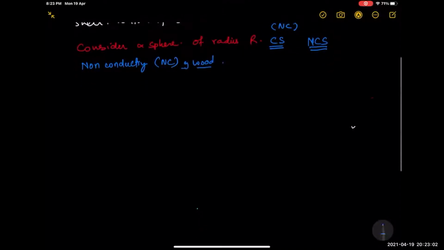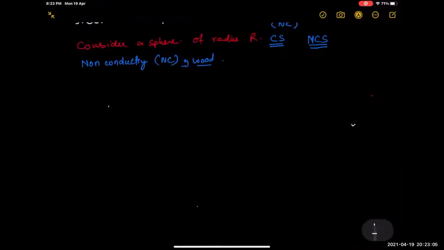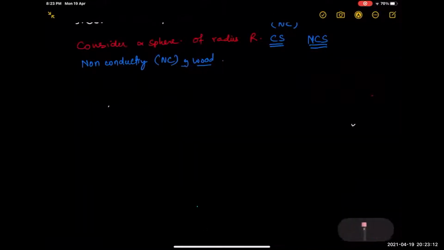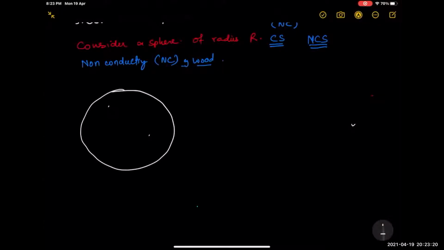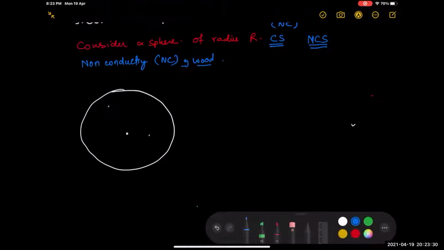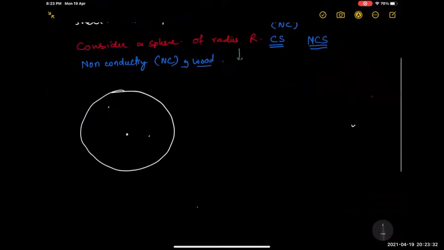Now what happens? See, this is my sphere, and it is filled, because it is a sphere. Filled sphere, and it is given a charge Q. Consider a sphere of radius R given a charge Q uniformly.